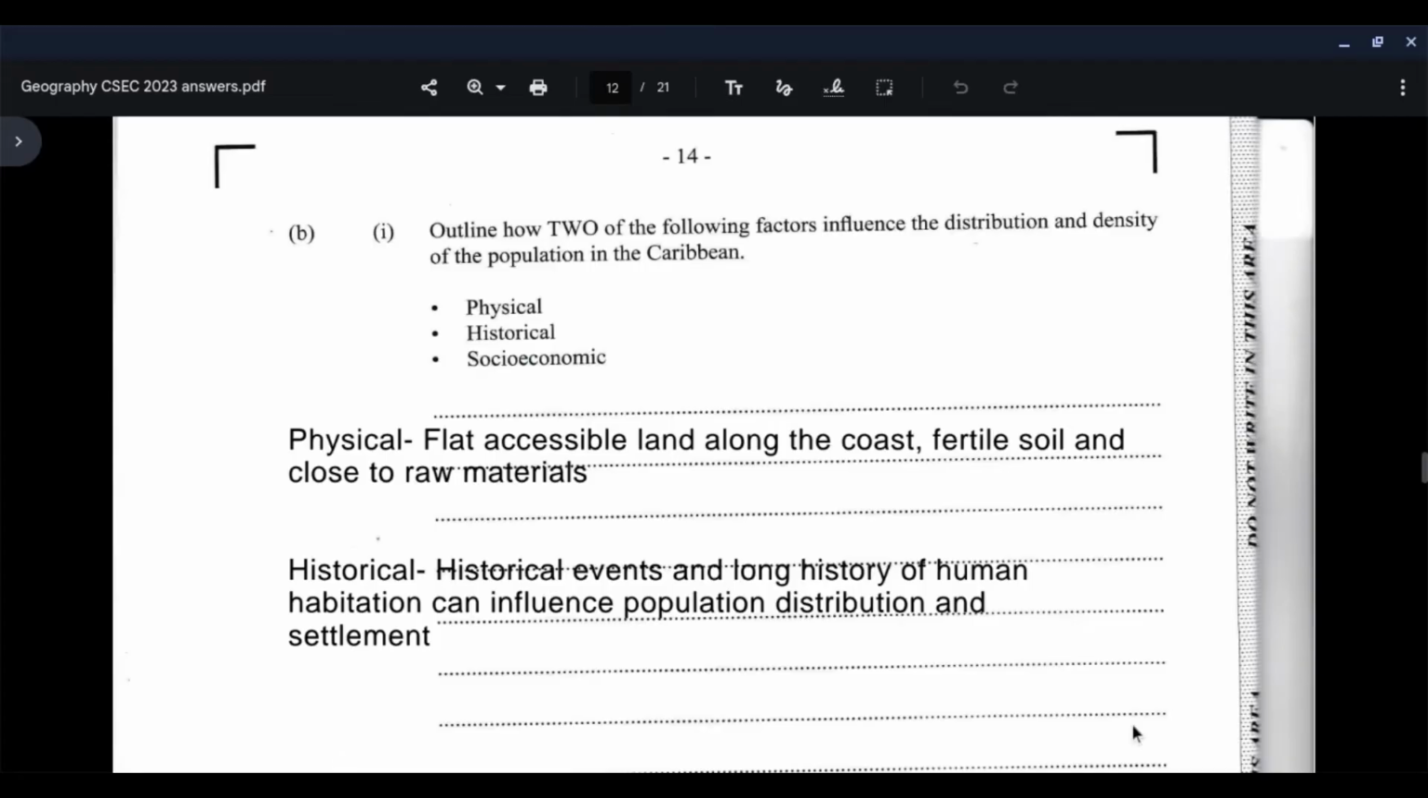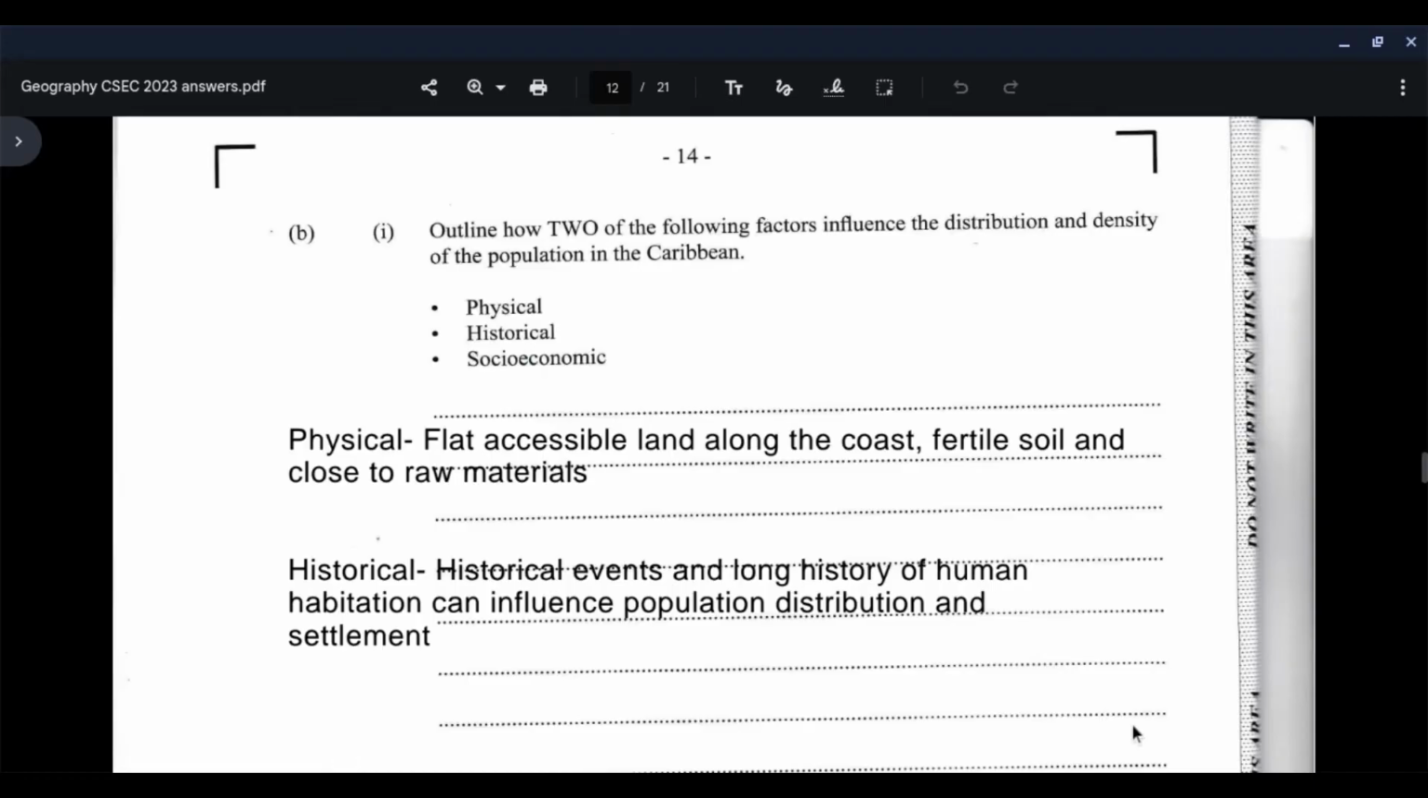Let's start with physical. Now the Caribbean is blessed with varying physical relief which motivates the population to settle. Most Caribbean countries have their population settled along the coast where it is flat and easily accessible, with mountain regions being sparsely populated or uninhabited. The population of the Caribbean tends to settle in areas where the soil is deep and very fertile, as opposed to areas where the soil is infertile. Caribbean populations settle close to natural resources such as gold in Guyana and bauxite in Jamaica.